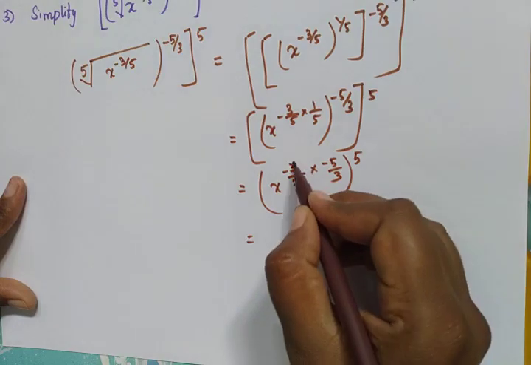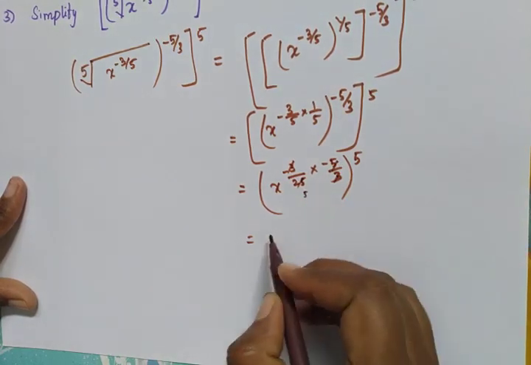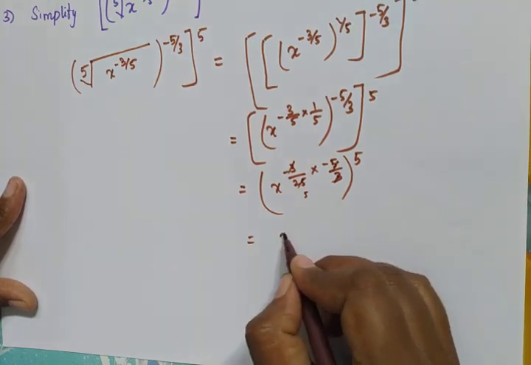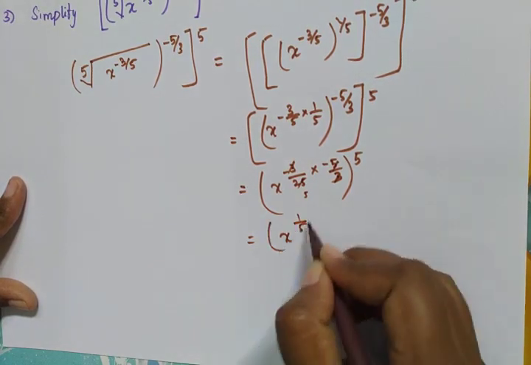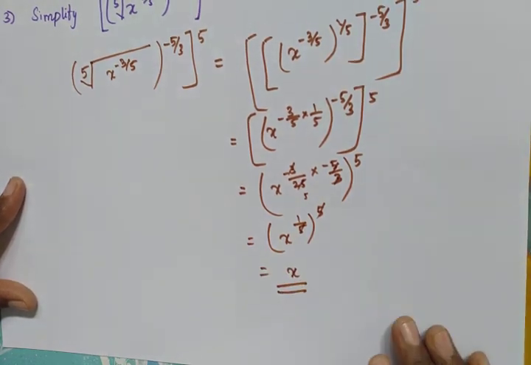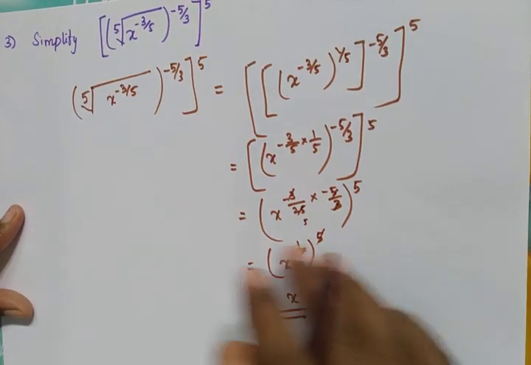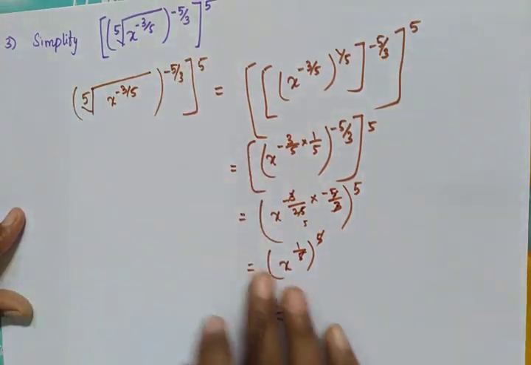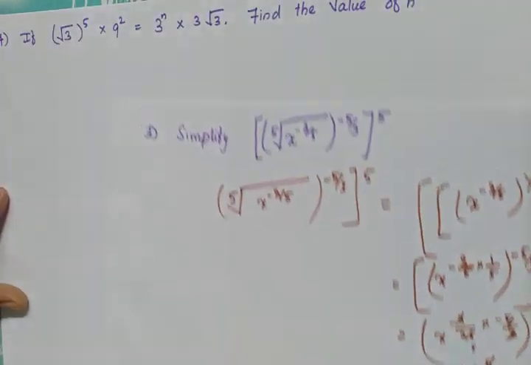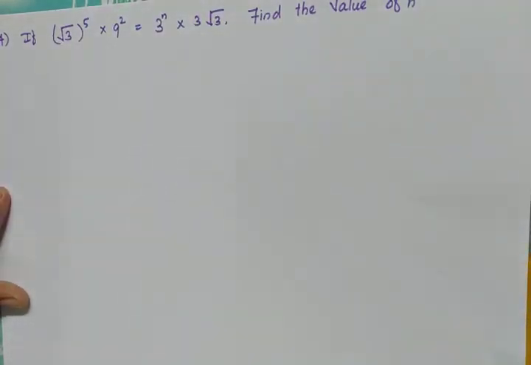Therefore, 3 cancels and 5 cancels, which is equal to x power 1 by 5, the whole power 5. This 5 cancels. Therefore, the answer is x. This is the answer for this problem. So, by seeing this problem, you should not get confused. Actually, this is very easy. Then let us move on to the next problem.